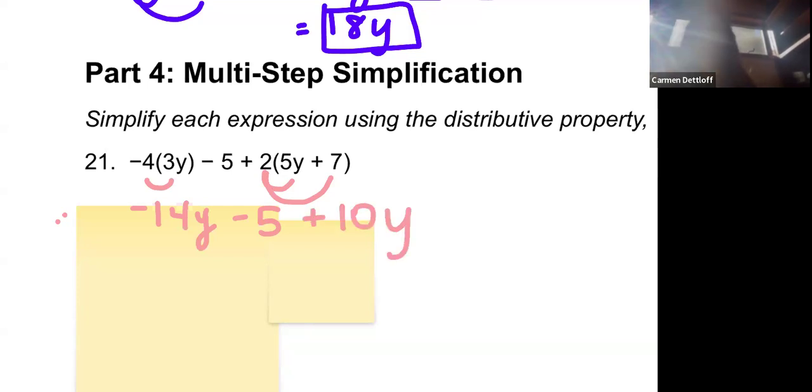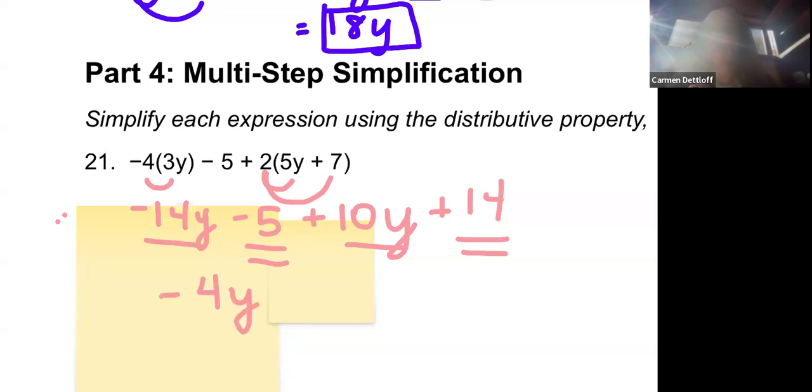So now I look at this and I say, do I have any like terms, anything that goes together? I've got some y's that go together, and I've got some constants that go together. I've got negative 14y plus 10y. That gives me negative 4y. And then I've got 14 minus 5. That gives me plus 9. And that is my final answer. I have simplified as much as I can.